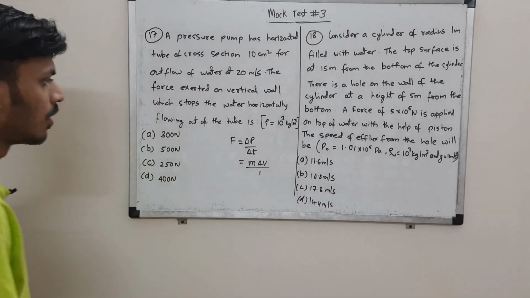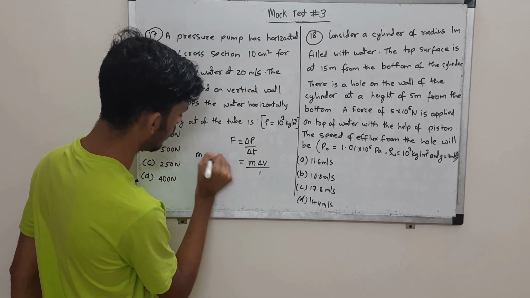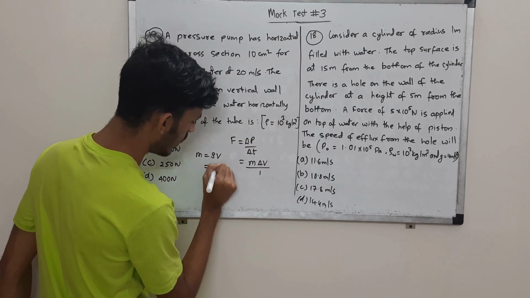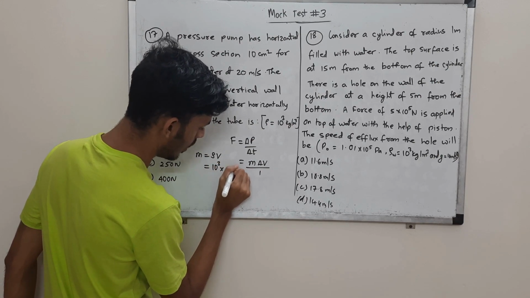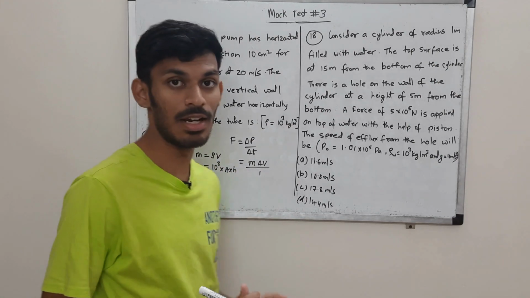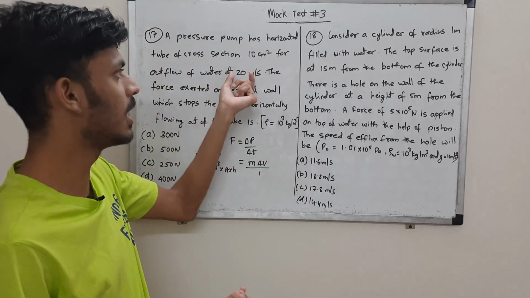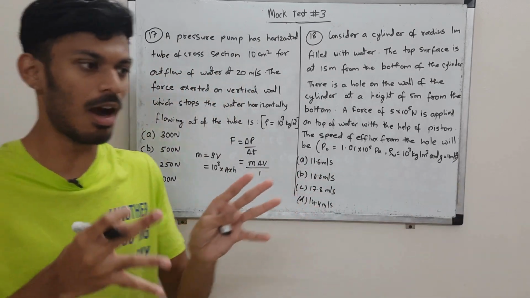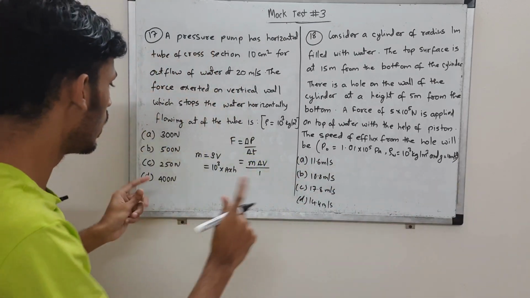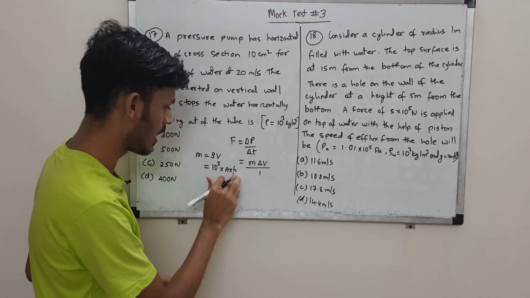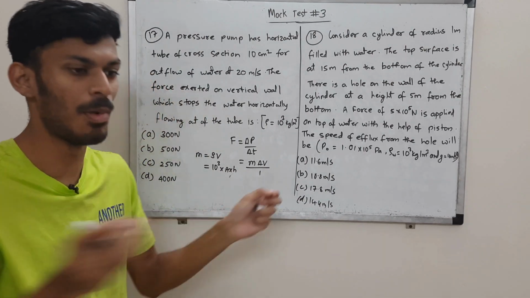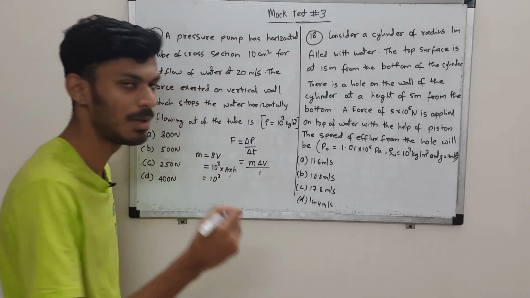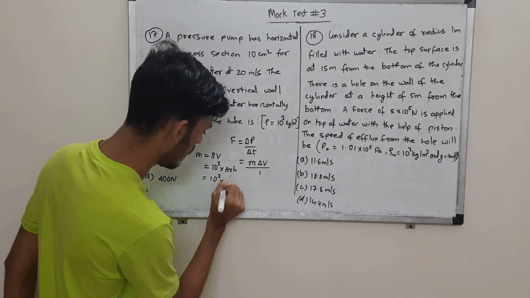The mass of water can be found out using density into volume. Density is given, 10 to the power 3. Volume you can write as area into the length of water. Now for 1 second, what will be the amount of water which is flowing out? The water is flowing 20 meters in 1 second, so 20 meters of water will come out in 1 second. So this height h is the length of water coming out, which will be 20 meters.